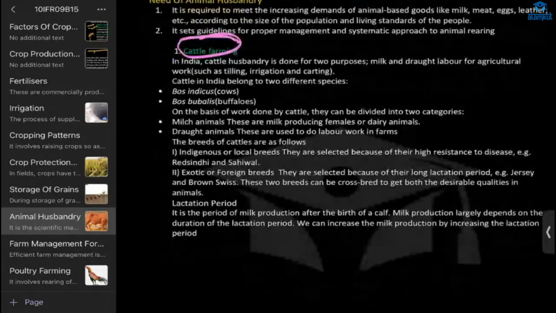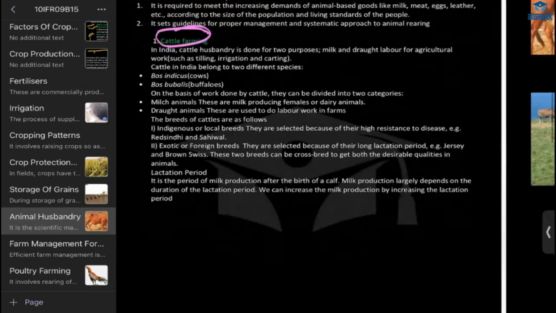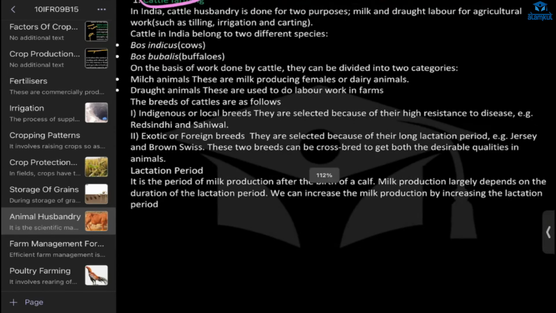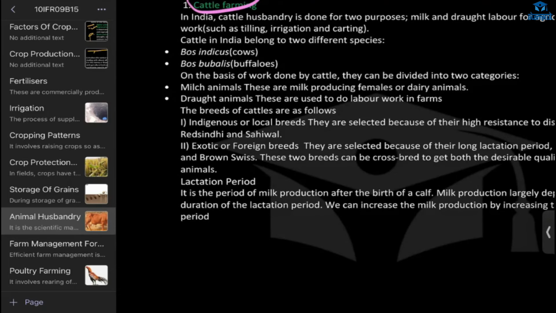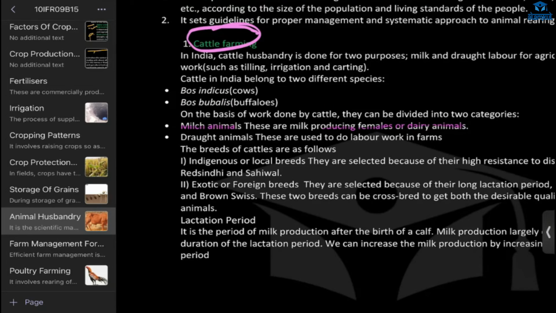There are two types of animals. First thing I have to tell you, there are two species of cattle in India. First is Bos indicus, the second one is Bos bubalis: cows and buffaloes. On the basis of the work done by the cattle, they can be divided into two categories. First, milch animals. What are those? These are milk-producing females or dairy animals, cultivated because of their capacity to produce milk.